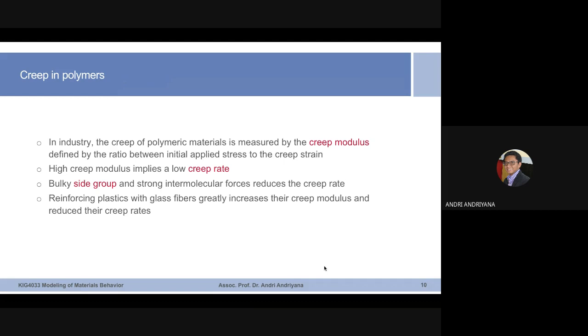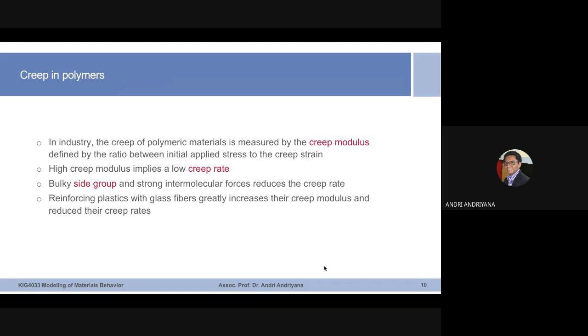And then for creep, in industry, the creep of polymeric materials is measured by the creep modulus, defined by the ratio between initial applied stress and the creep strain. And then a high creep modulus implies a low creep rate. Okay, so a high creep modulus means a high resistance to creep.